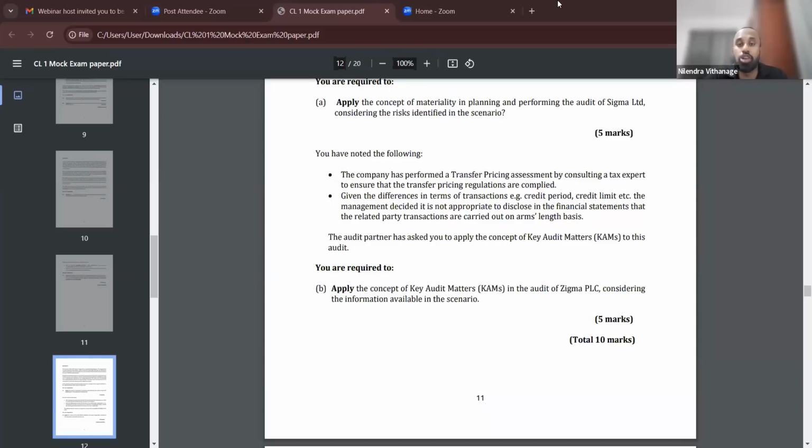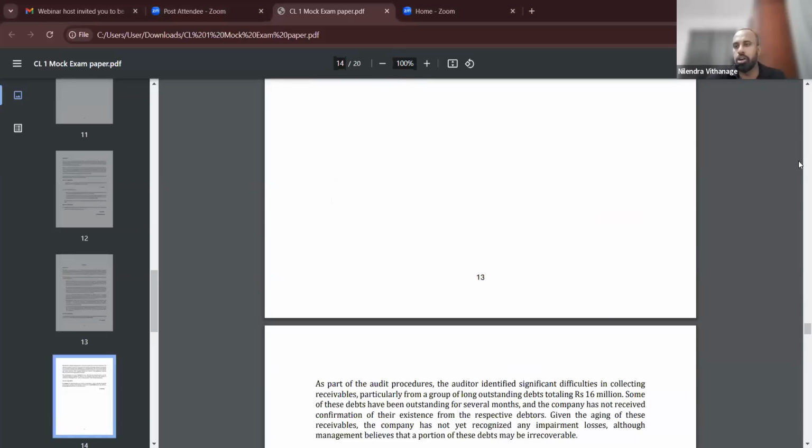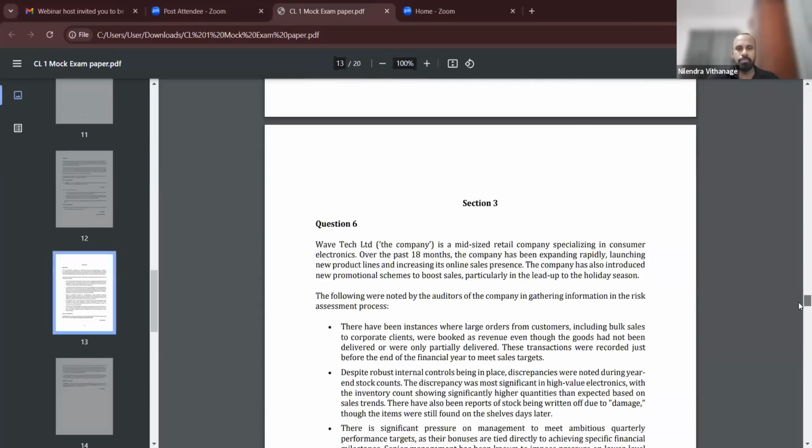Material misstatement, students. It's not a KAM. It's a material misstatement. Why? Related party transactions not disclosed. It's not a significant risk. It's a misstatement, qualified opinion. Material misstatement, qualified opinion. Write that down. The first one is a key audit matter, students, the second one is a material misstatement. So better to go with material misstatement on the second. First one key audit matter, second one material misstatement.